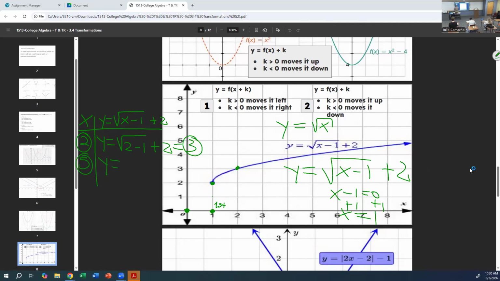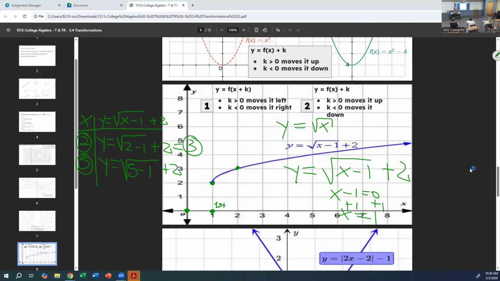So y is equal to the square root of 5 minus 1, plus 2. 5 minus 1 is 4. 4 plus 2, 6. Hold on, something is wrong here. 5 minus 1 is a 4. It's a 6, yeah? So you have 5, 6. But that's not the number I have. Hold on, something is going wrong.